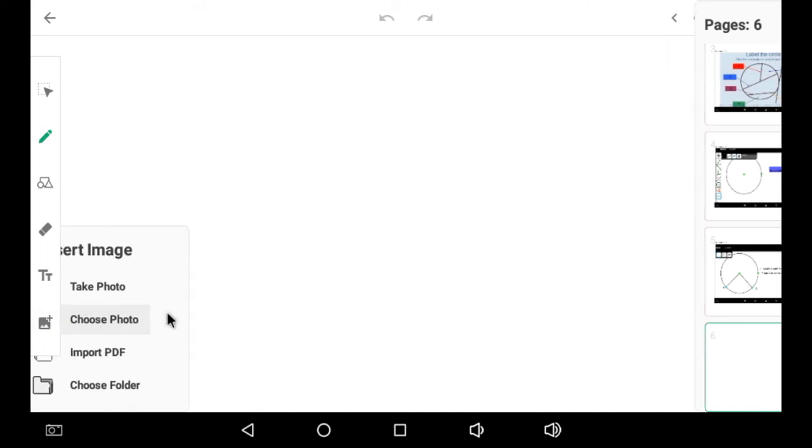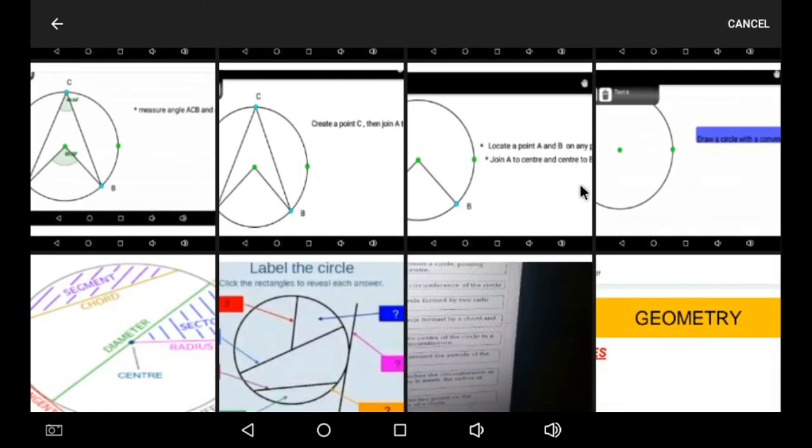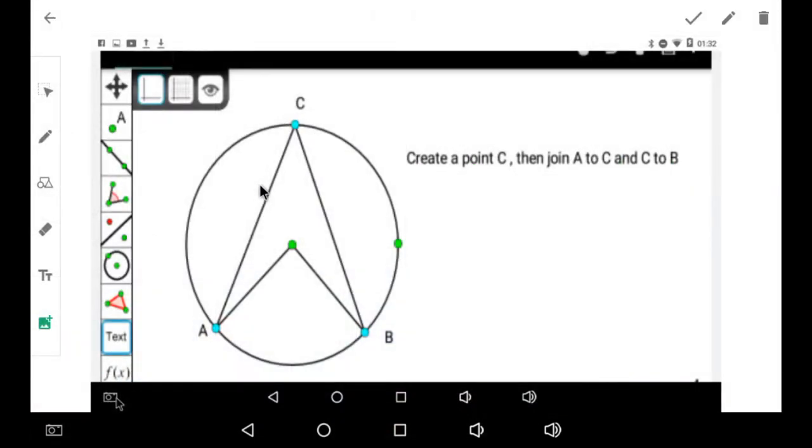Next, let's create a point C on the circumference. Then let's join A to C and B also to C. So I hope you are done. Okay, we'll move to the next step.